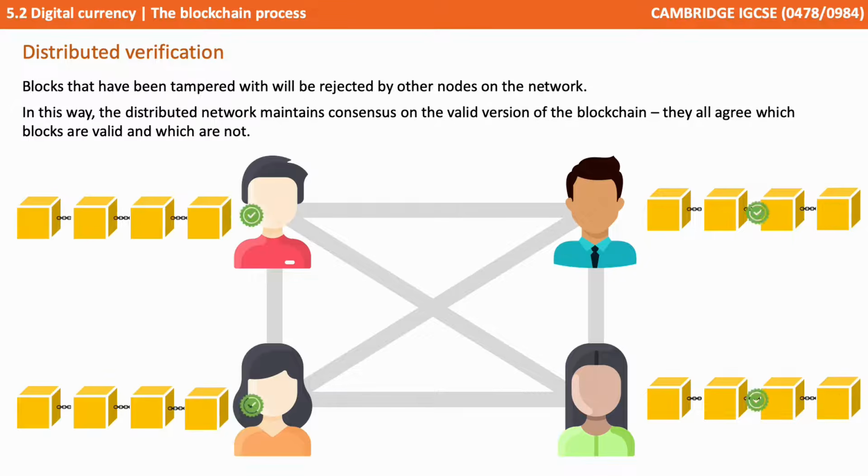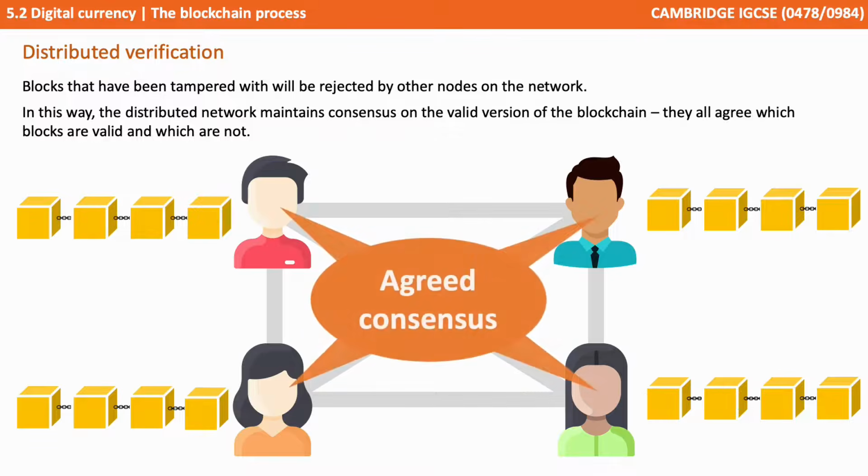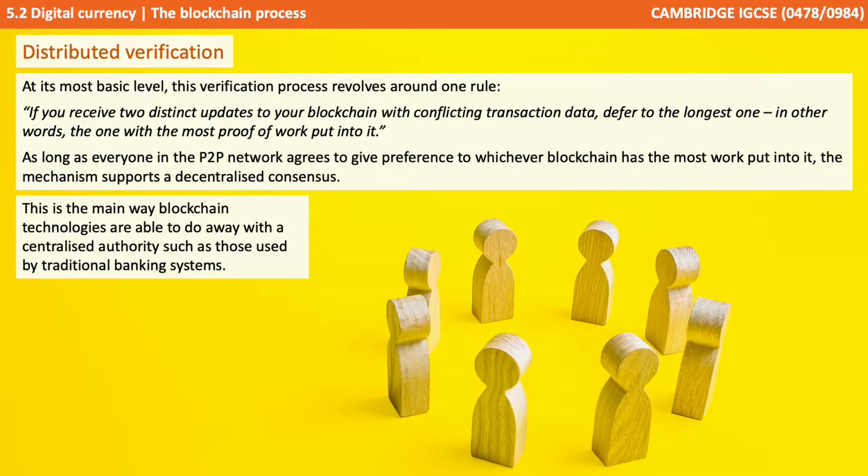Blocks that have been tampered with will be rejected by other nodes on the network. In this way, the distributed network maintains consensus on the valid version of the blockchain. They all agree as to which blocks are valid and which are not. This verification process, at its most basic level, works around one rule. If you receive two distinct updates to your blockchain with conflicting transaction data, then defer to the longest one, in other words, the one with the most proof of work put into it.